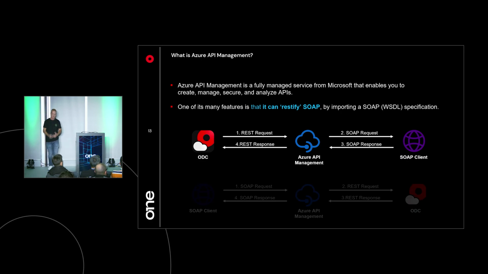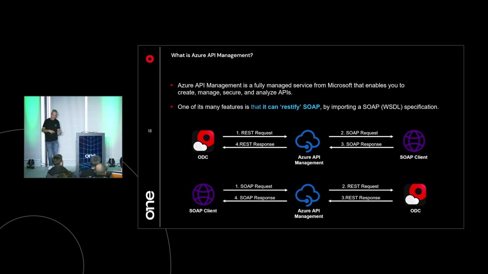And then for producing, it's the other way around. ODC would have an exposed REST service, but the customer will call a SOAP service. So the client sends out the SOAP request. API management will translate it to a REST request. It will generate a REST response, which in turn again is translated into a SOAP response. Those are the two flows that I want to show today.